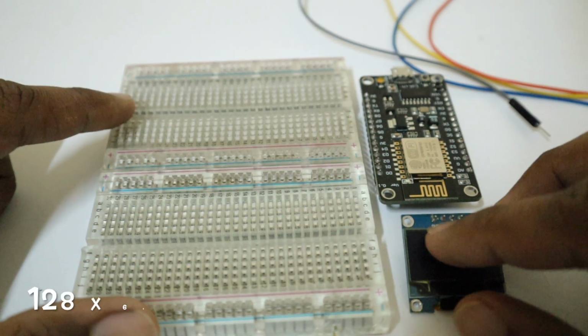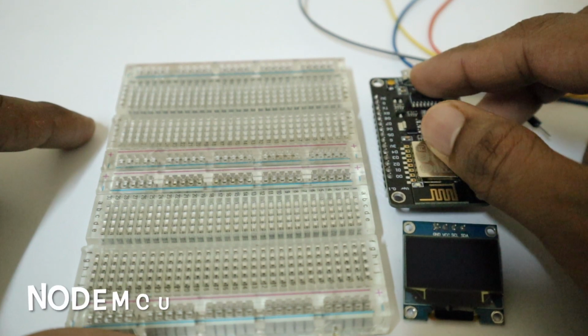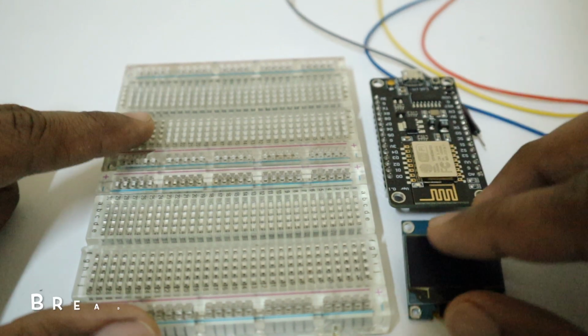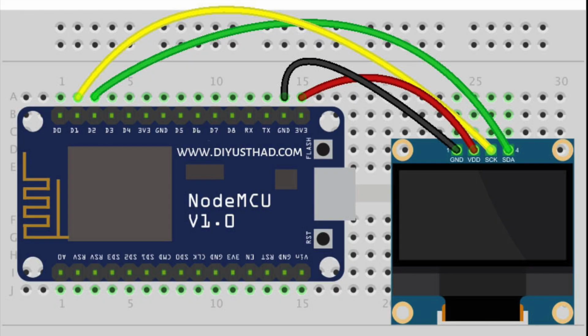These are the things required: an OLED display, a NodeMCU, a couple of jumper wires and a breadboard. Connect the OLED display to NodeMCU as shown in the circuit. You can download the circuit from my website, the link will be in the description.